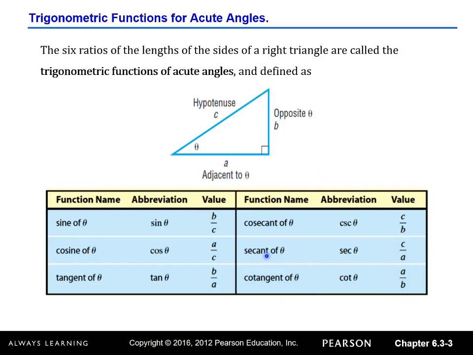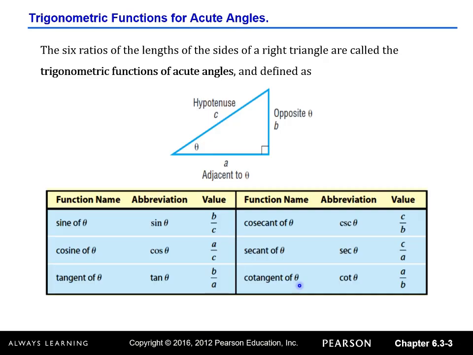And cotangent theta is written as cot theta. This A over B is the reciprocal of B over A. So we can say that cotangent theta is the reciprocal function of tangent theta. So be familiar with the reciprocal functions: sine and cosecant, cosine and secant, tangent and cotangent.